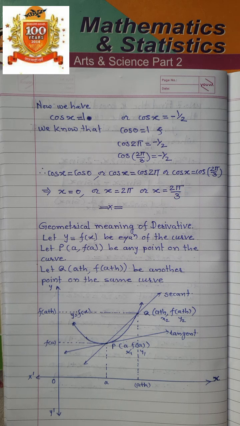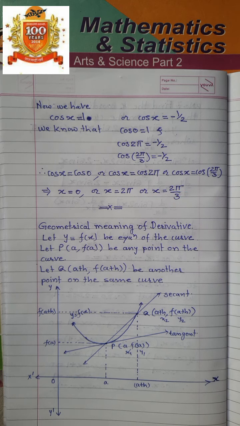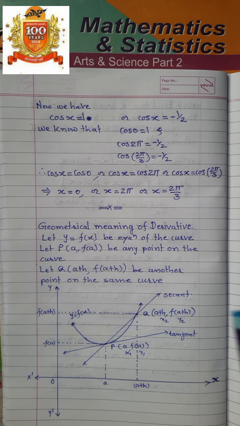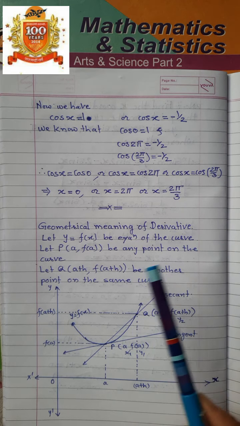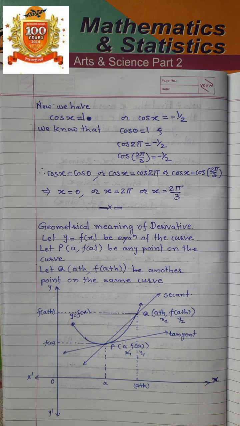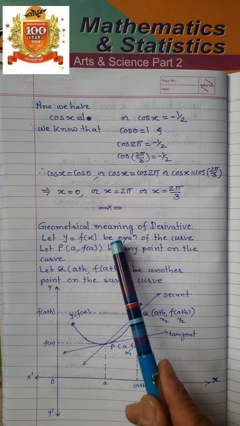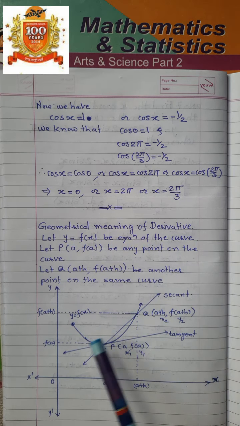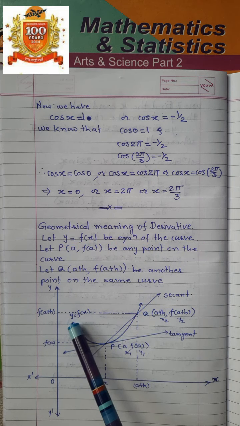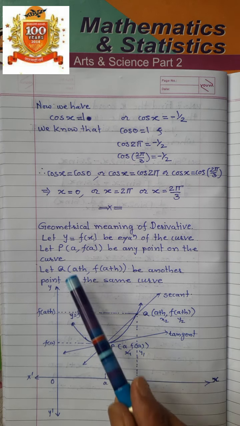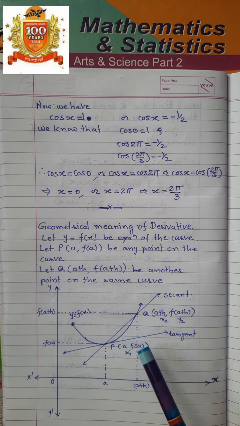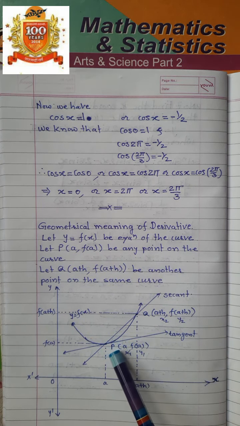Let us see the next part of this chapter, that is, the geometrical meaning of derivative. Now what is the geometrical meaning of derivative that we are going to see? Let y is equal to f(x) be the equation of a curve. This is the curve whose equation is y equal to f(x). Let P(a, f(a)) be any point on the curve. This is the point P on the curve whose coordinates are a and f(a).